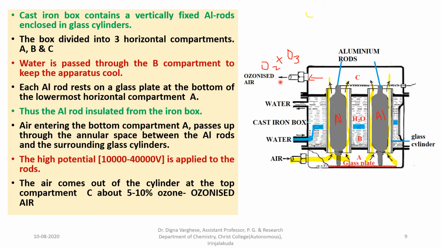If we take air as the reactant, only 5% of oxygen is converted into ozone. If we take pure oxygen as the reactant, only 15% of oxygen is converted to ozone. So we usually get a mixture of oxygen and ozone, that is ozonized oxygen or ozonized air.